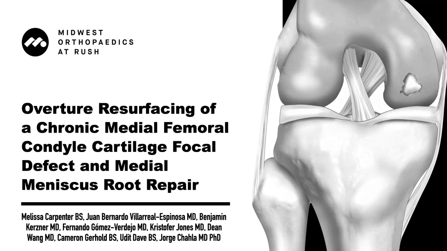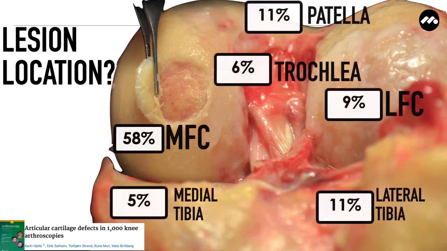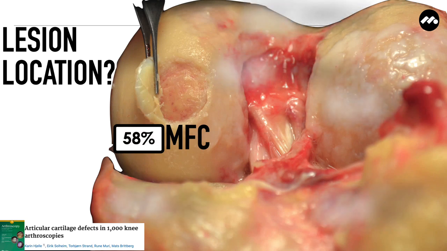Overture resurfacing of a chronic medial femoral condyle cartilage focal defect and medial meniscus root repair. Focal chondral or osteochondral defects are common within the knee. These pathologies can be painful and disabling, have a poor capacity for repair, and may predispose patients to osteoarthritis.